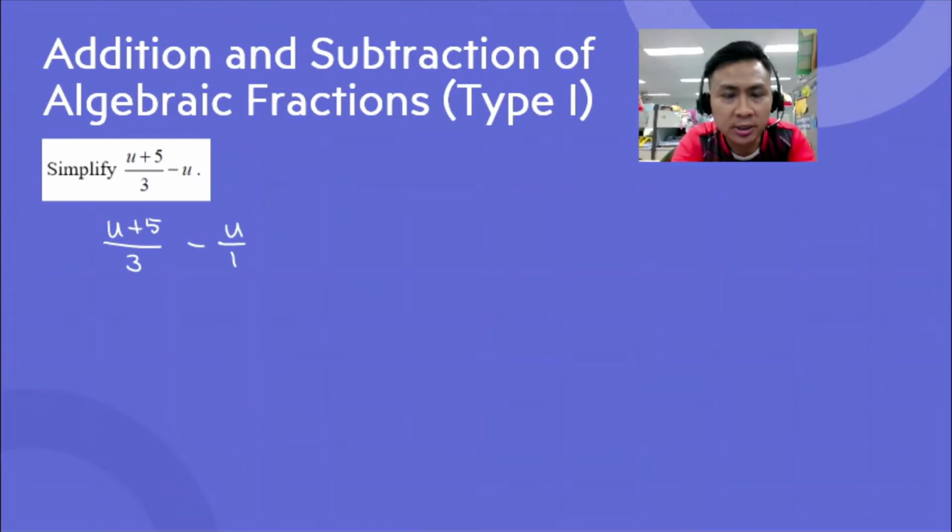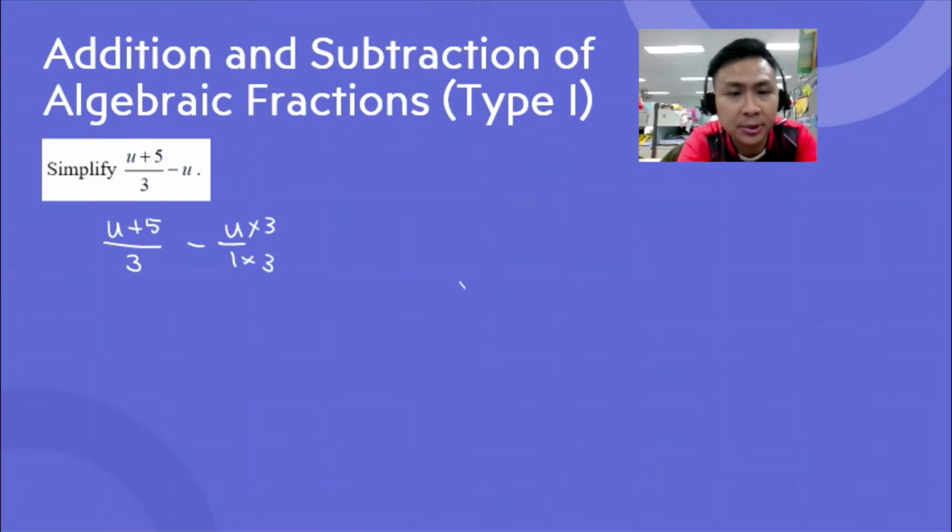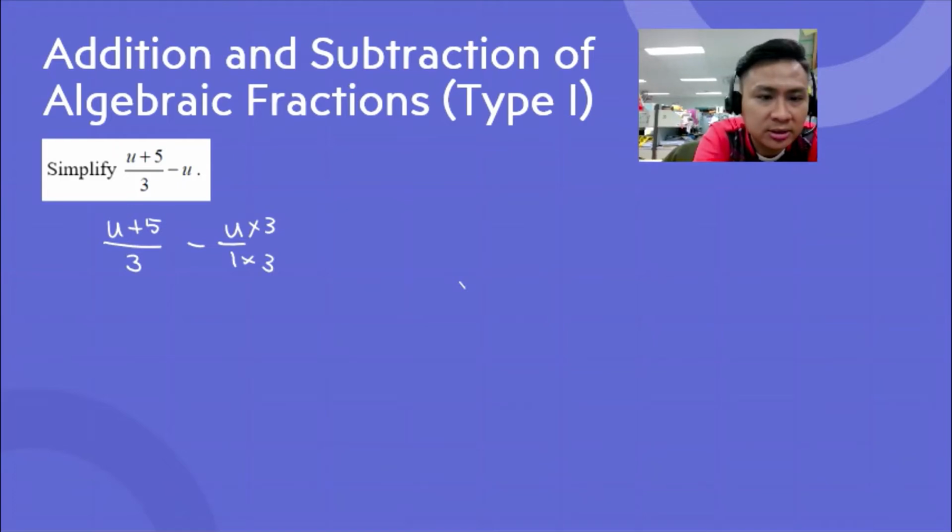Okay, similar to the previous process, we want to have a common denominator, so we will just multiply the denominators together. So 3 times 1 is 3, the common denominator is 3. So we don't need to do anything for the first fraction. What do we need to do for the second fraction? Yes, we need to multiply by 3 for both the numerator and the denominator. Once you have done that, you can simplify it. It will be u plus 5 over 3 minus 3u over 3.